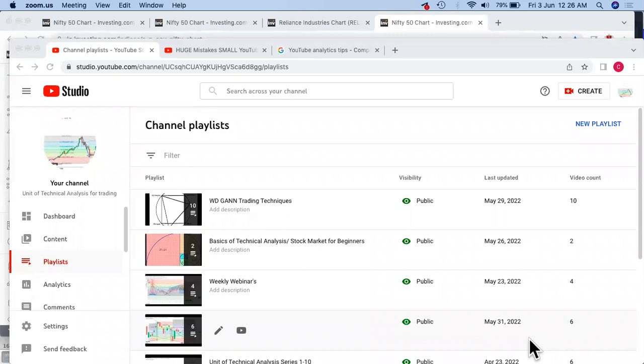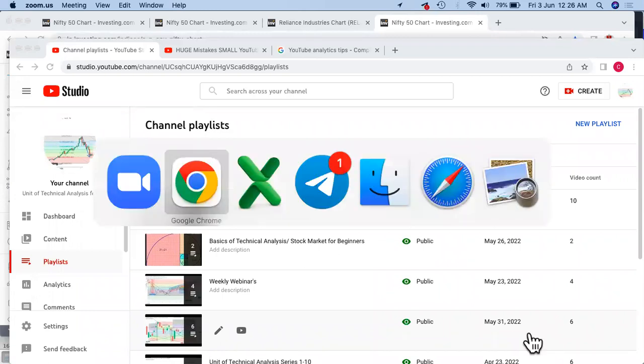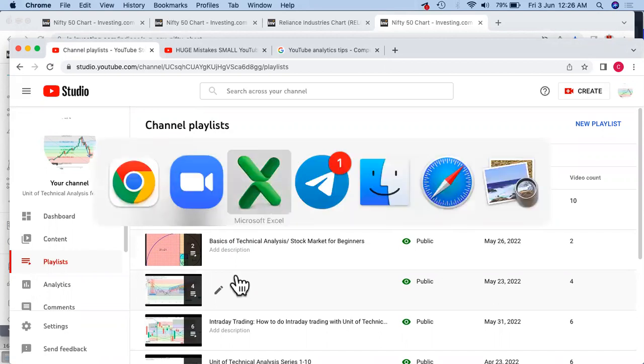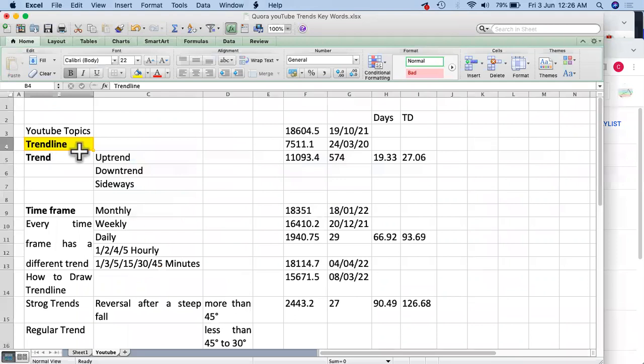Hello everyone, welcome to this new topic of Unit of Technical Analysis. Basically, we have started with this new series, which is Basic of Technical Analysis Stock Market for Beginners. We have already covered two important videos, which are on Fibonacci ratios and Fibonacci analysis. You can just go through that. This time we are going to start with a new topic, which is trend line.